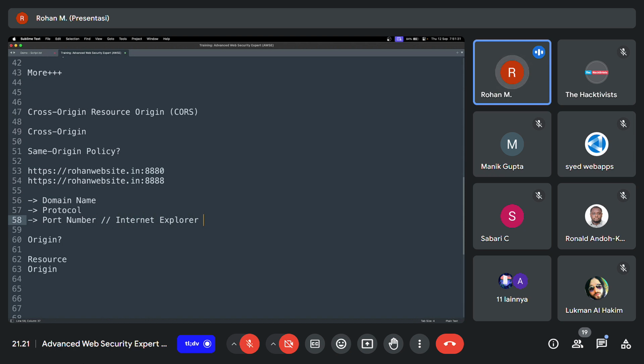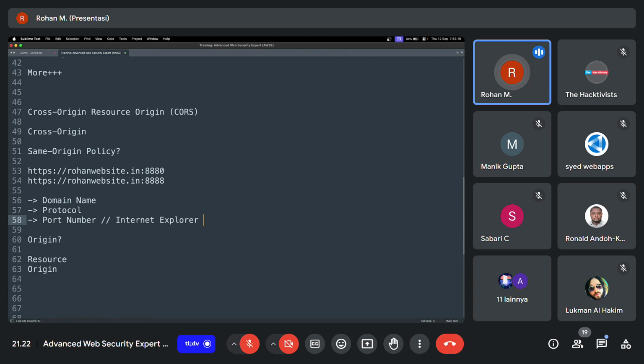So browsers will be testing the domain name, then the protocol, and then the port number. Internet Explorer was one of the exceptional browsers that did not consider port number. Now that is not a challenge anymore, considering the fact that Internet Explorer has now been deprecated. But previously, Internet Explorer only considered domain name and protocol, whereas till date, all of the other browsers, Opera, Safari, Mozilla, Google Chrome, Chromium, Brave, all of the other browsers that we have, they require all of the three things to be same: domain name, protocol, and port number.